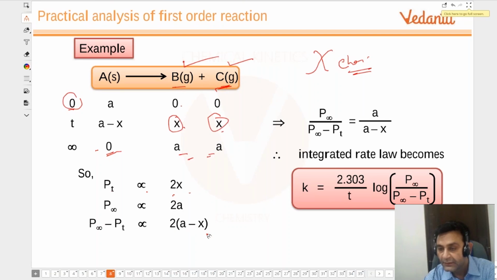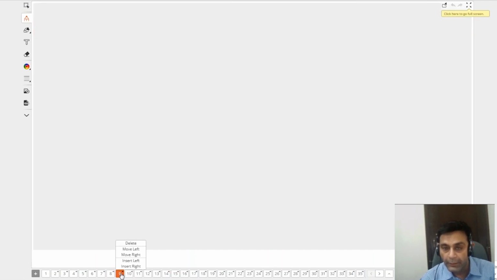Right? Getting me? Okay. Now, for writing a upon a minus x, I should write here P infinite minus P infinite minus Pt. So this is the equation for the P infinite minus Pt. Any doubt till now? Let me know.